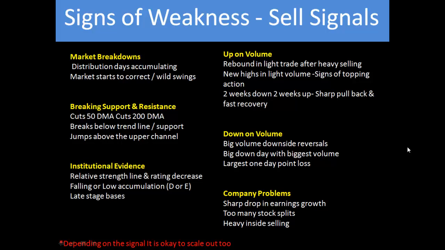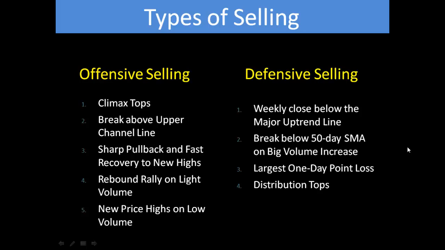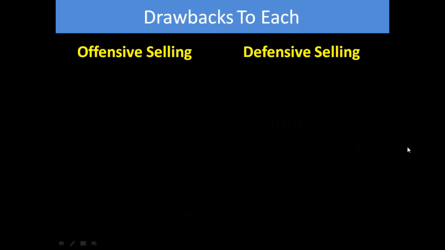Another way to look at all this is in terms of offensive and defensive selling. Offensive selling is climax tops, breaking upward channels, sharp pullback, fast recovery, rebounding on light volume after a tumble, new price highs on low volume. Defensive selling would be closing below a major uptrend line or breaking below the 50-day moving average on big volume, large one-day losses, distribution tops, things of that nature.